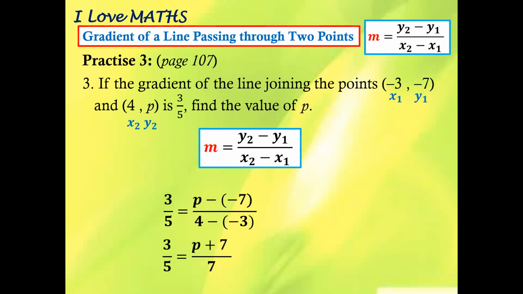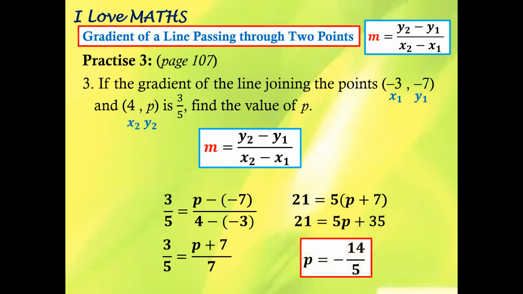Simplifying the equation, that will become 3 over 5 equals p plus 7 over 7. Cross multiply. 3 times 7 is 21 equals 5 times p plus 7, and 5 times p plus 7 is 5p plus 35. Combining like terms, p is -14 over 5.